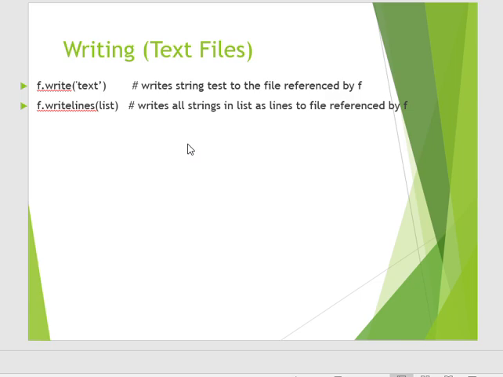Next one is writing to the text file. The commands used are write, or you can say writelines. This is file handler dot write and the text which you want to write in the file. It writes string text to the file referenced by F. So it is going to write in the physical file, but in the coding we have referred to that file using, you can say, file handle F. F dot writelines list writes all strings in a list as lines to the file referenced by F. So it is going to write all the lines.